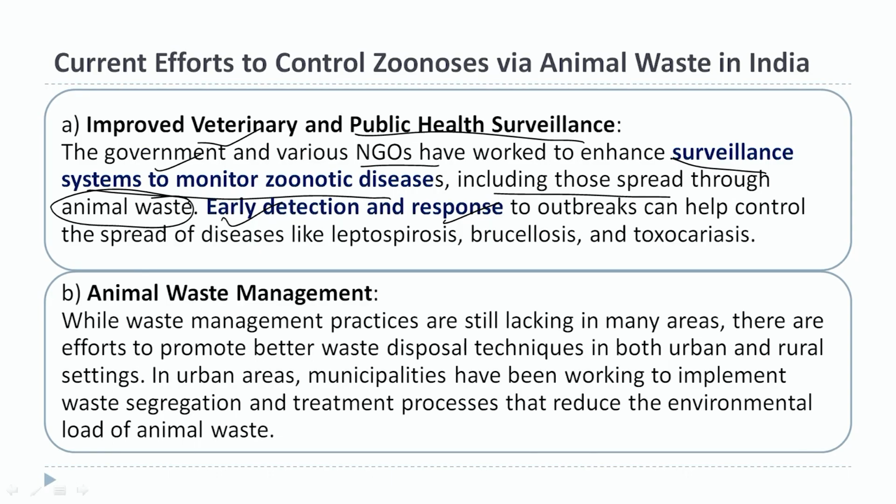Next and most important is animal waste management. While animal waste management practices are still lacking in many areas, effort should be promoted for the better disposal of animal waste both in urban and rural areas. For that, in rural areas, municipalities have been working to implement waste segregation and treatment processes that will reduce the environmental burden because of animal waste.